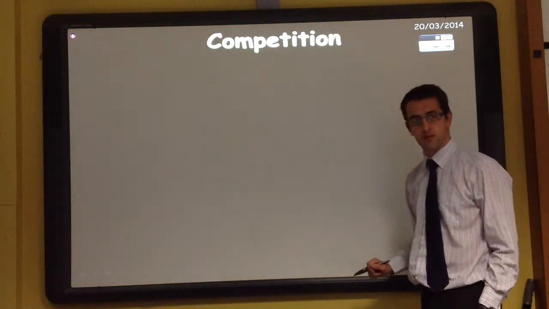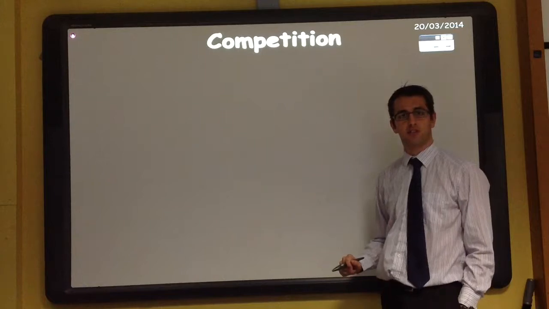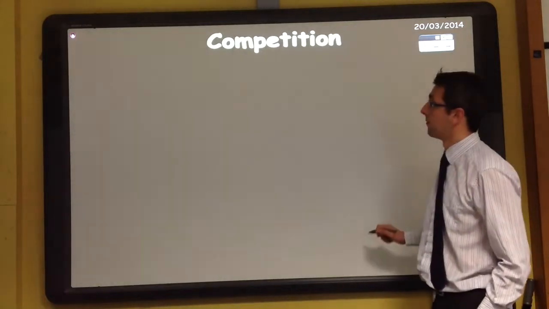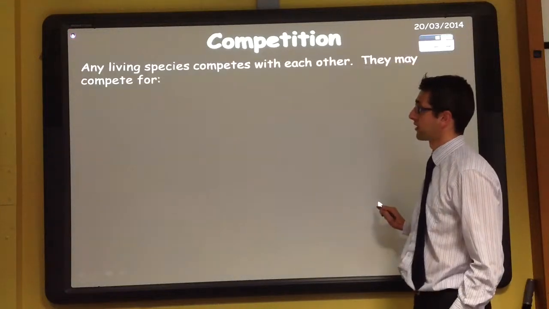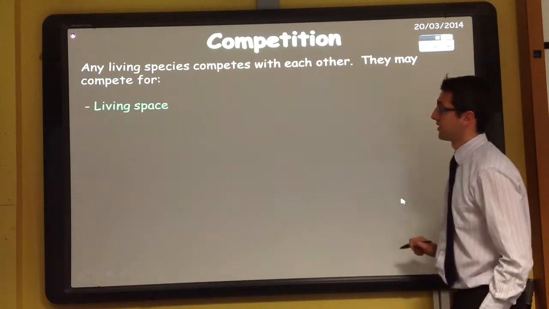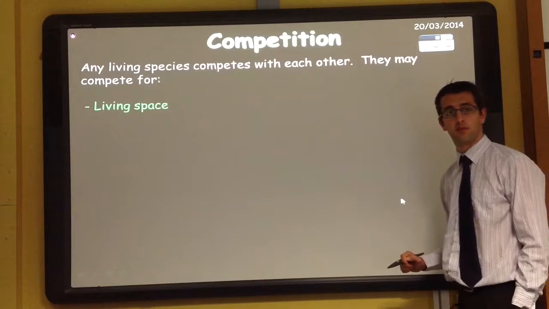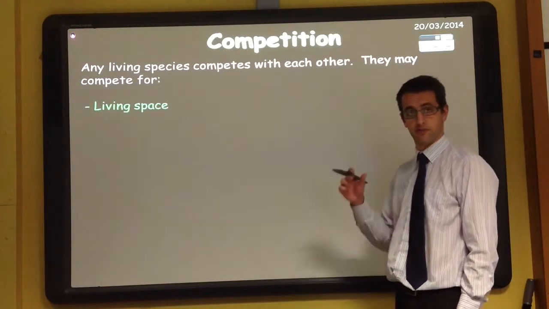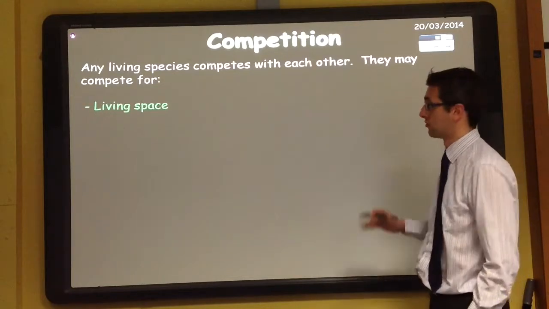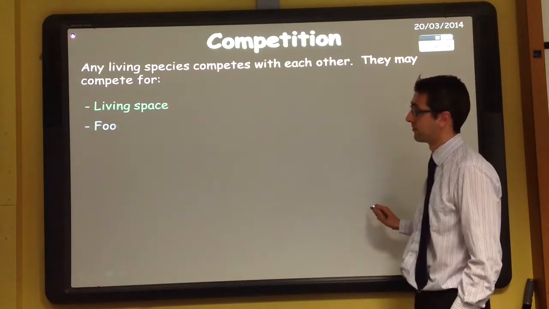So what sort of things do the living organisms compete for? They are fairly generic across all organisms. If they're going to survive, they need to compete for space to live in, whether that be a lion and its pride having its territory, or a plant growing on the forest floor. It's still got to compete for somewhere to live.